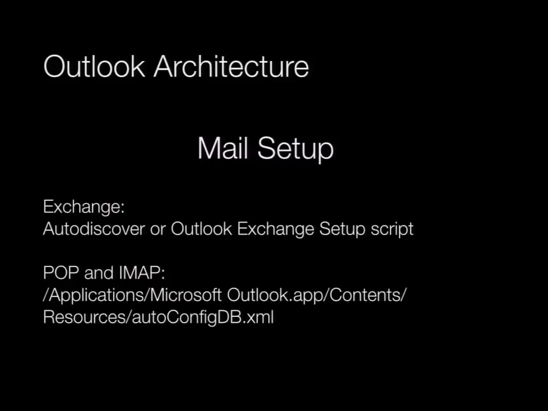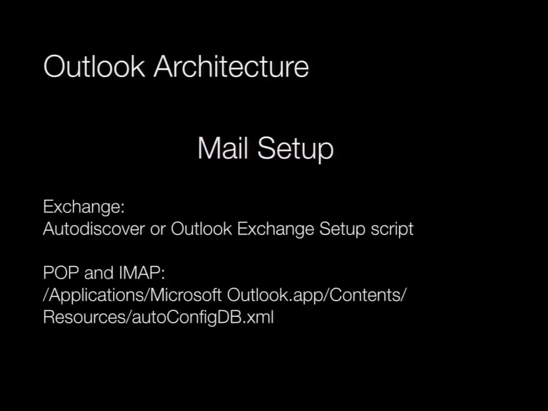As for POP and IMAP setup, modifying the autoconfig DB file that's found inside the Outlook application bundle still works. You can add your organization's POP and IMAP email settings to this file so that users simply need to enter their name and password, or the email address and password, to connect to their mail. Outlook will handle completing the server addresses, the ports, etc. This is not ideal because it means you're modifying a resource that Microsoft might change at some point in the future. Just letting you know it still works.